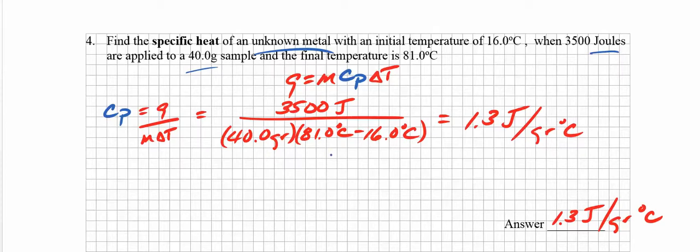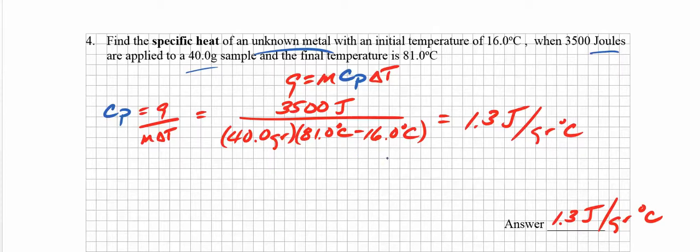We went from, let's see, 16 degrees Celsius to 81. So the difference is 81 minus 16. When I multiply, actually there's nothing to multiply on top. It's just 3,500 on top. But I'll divide by 40 and divide by the difference between 81.0 and 16.0.